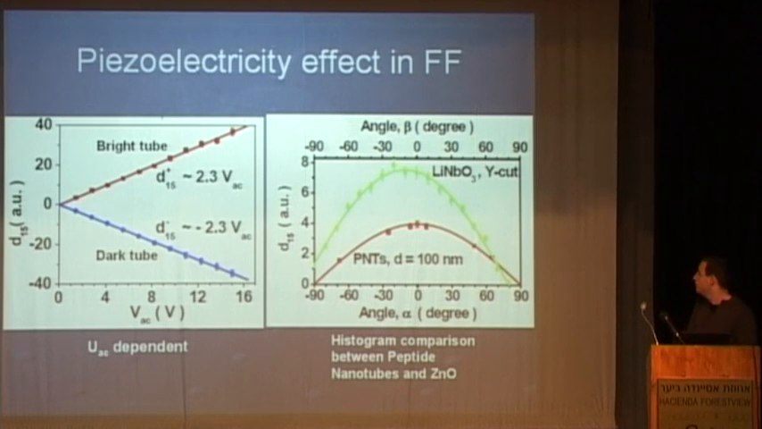We also did some experiments comparing with common piezoelectric crystals, like lithium niobate in this case. And we can see it's more or less in the same order. In this case, the peptide nanotubes had piezoelectric signals about half of lithium niobate in the in-plane direction, but lithium niobate has one of the highest in-plane polarization responses there is.